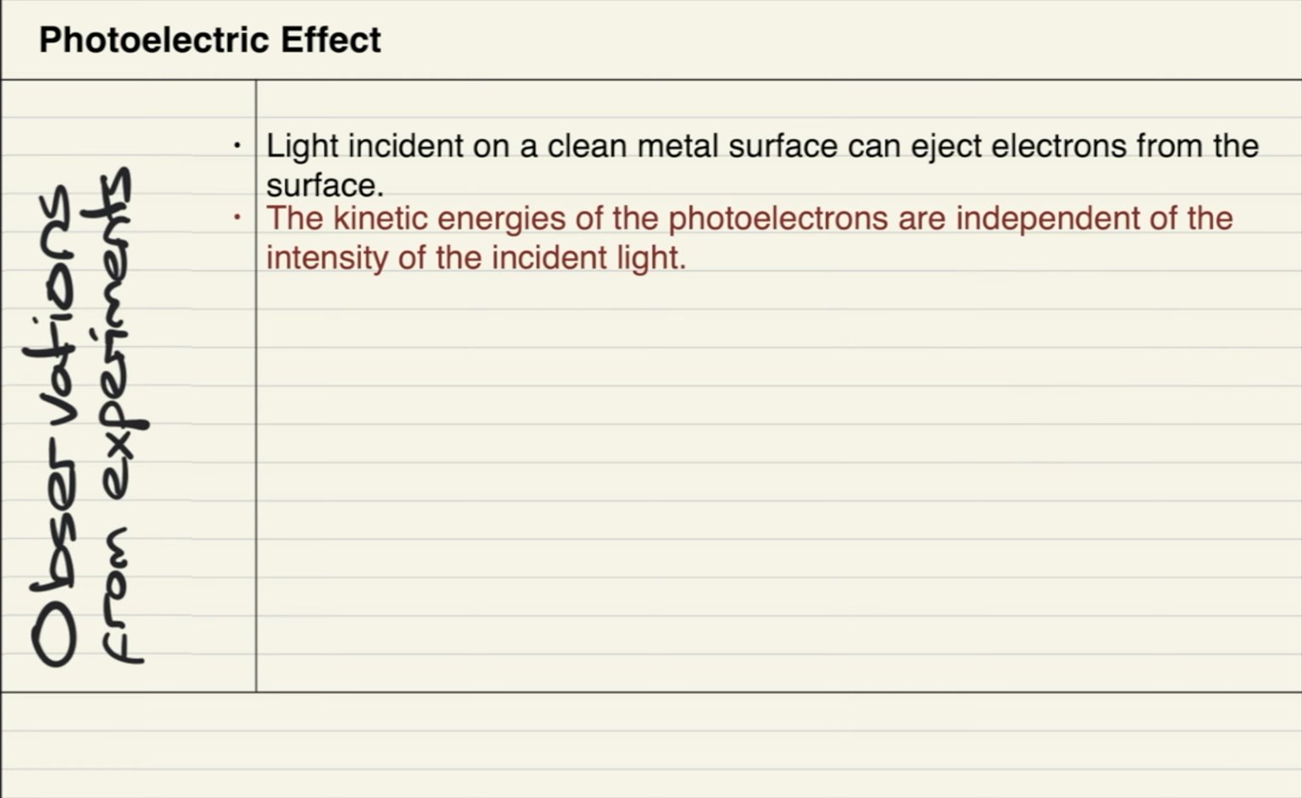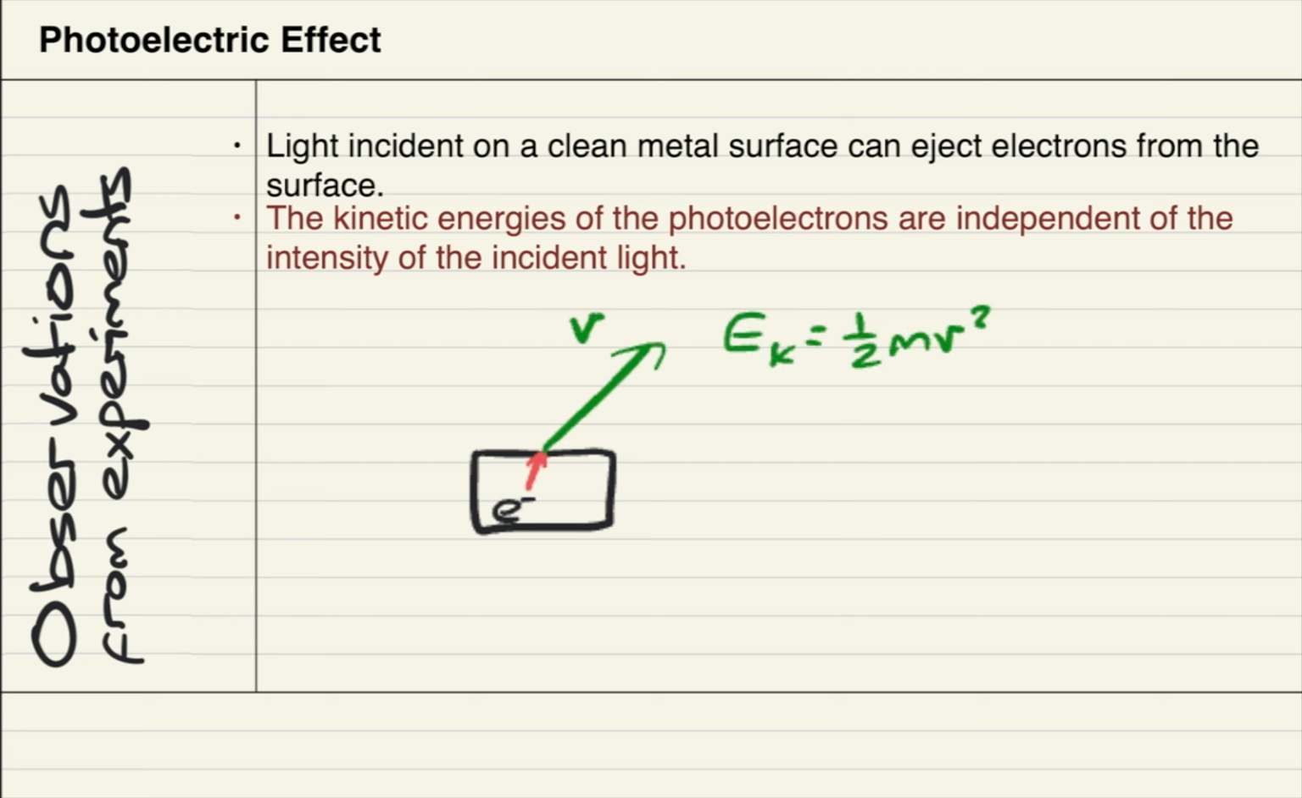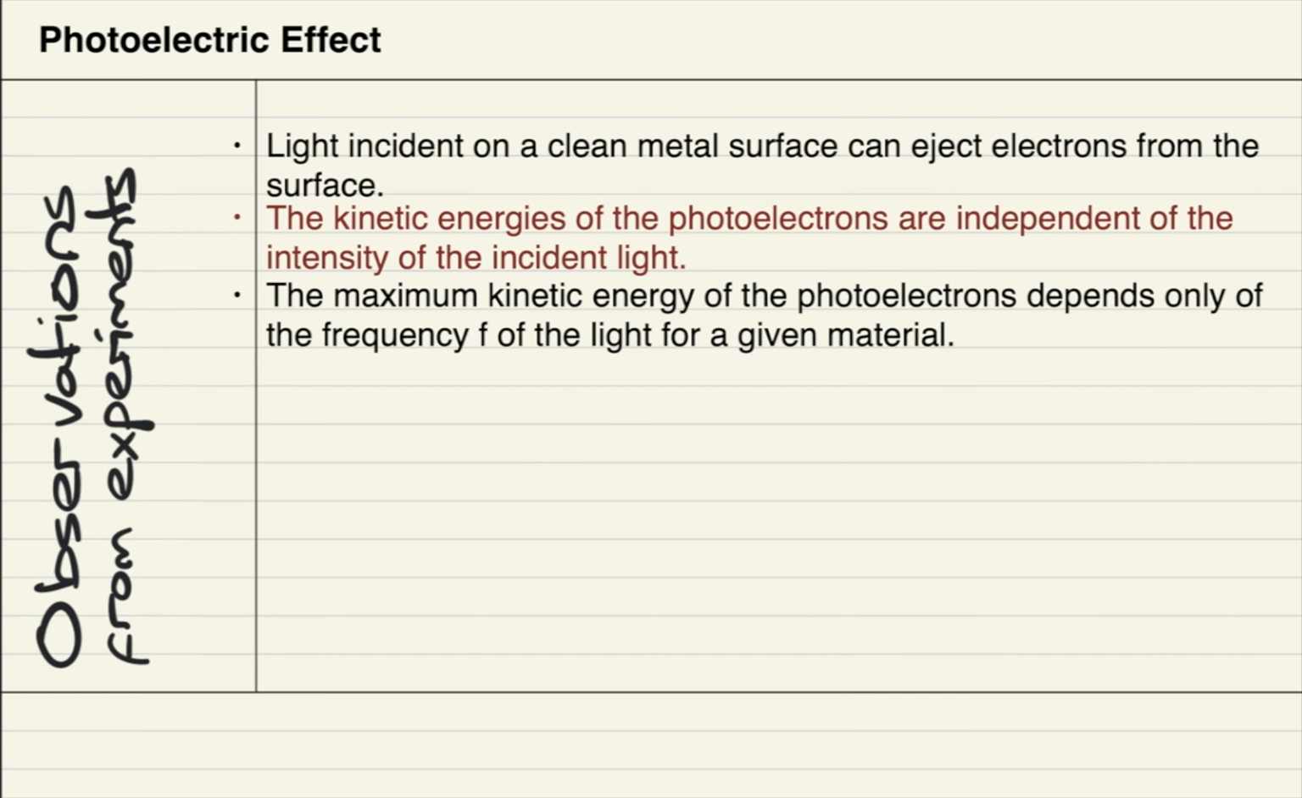The kinetic energies of the photoelectrons are independent of the intensity of the incident light. So, electrons are ejected and fly off with speed v and kinetic energy Ek. The brightness does not affect Ek. That's what the scientists observed. The maximum kinetic energy of the photoelectrons depends only on the frequency f of the light for a given material. Right, so similar to the last one, but a little bit different, a little bit deeper here.